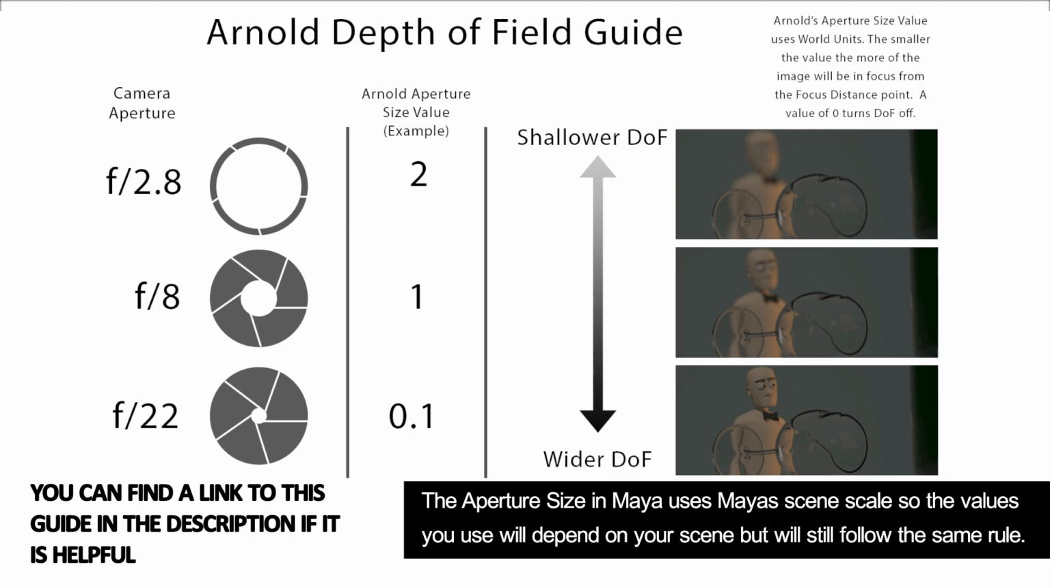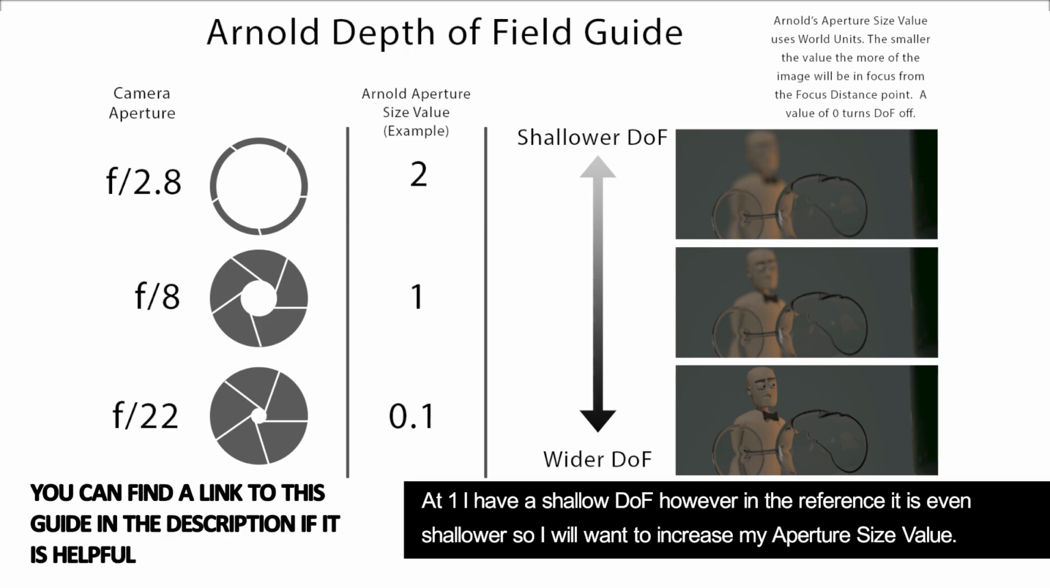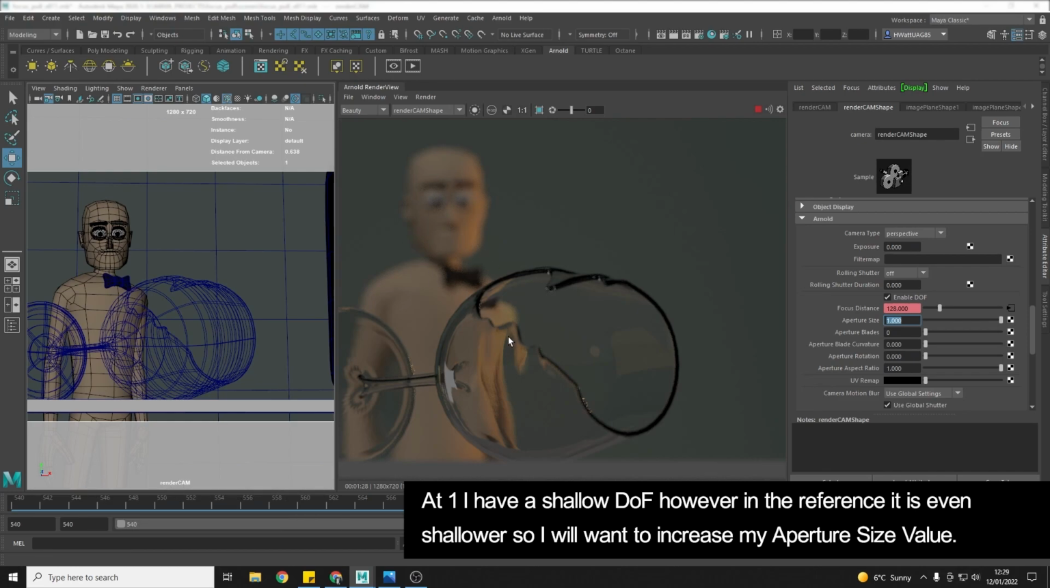Just to note that this aperture value uses the world units in Maya, so it might be that whilst my scene scale works with a value of like 0.1, 1 and 2, you might find that you need to set these values much higher if you have a much bigger scene to get the kind of look that you want. So at 1, this is the falloff, and it's okay.